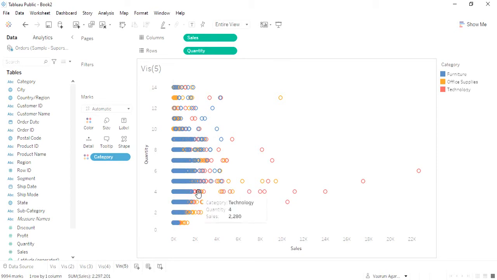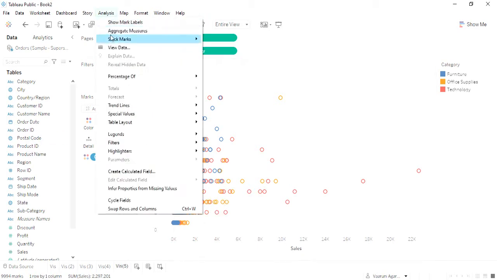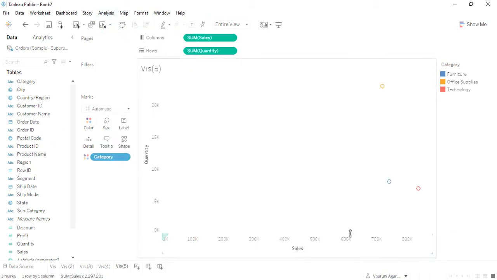Now how to make it more organized? If we just go to Analysis and show the aggregate measures, now what we get is a much more organized scatter plot. This shows us the total quantities and the total amount of sales that were sold in the furniture category, in the office supplies, and in the technology as well. This is giving us completely different information.